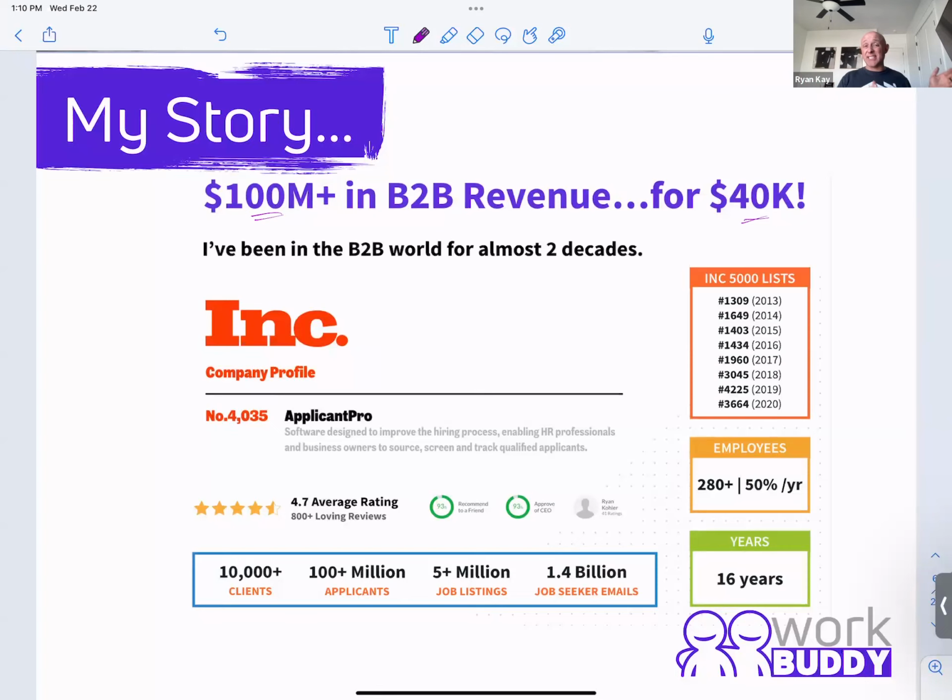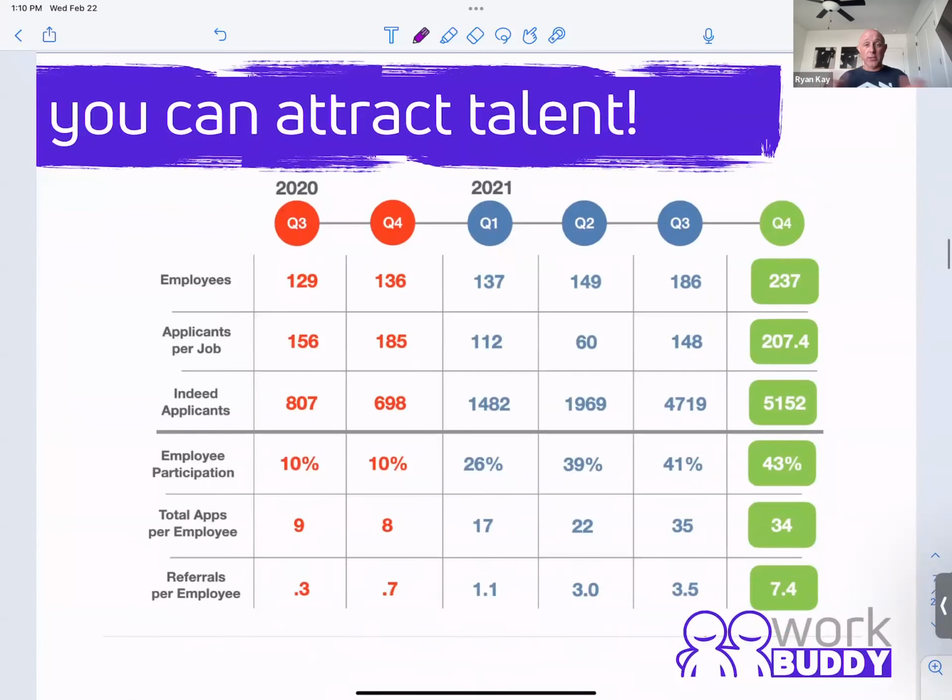over the last 16, 17 years. And one of the reasons I could grow like that was I figured out how to attract talent. This is my own data on applicants per job. Over the last, this went to 2021. In 2022, this actually continued to increase. As of right now, Applicant Pro gets something like 500 applicants per job opening for our own internal jobs.